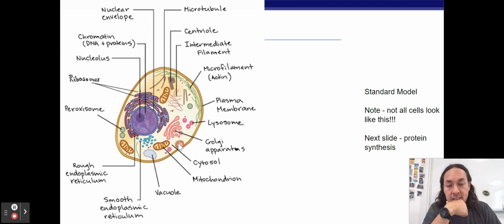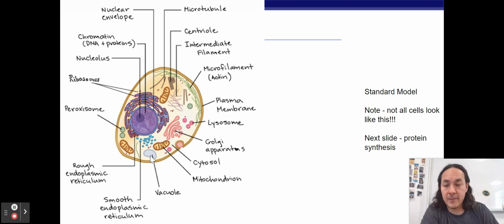Let's see some other items. We have mitochondria, which deal with making energy. Mitochondria were once their own bacteria. They were brought into the cell. Mitochondria had their own DNA. They divide independently of the cell.